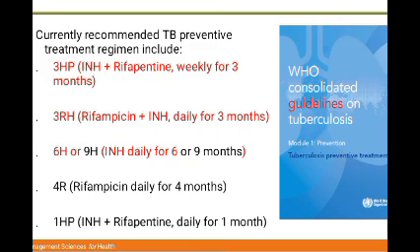6H or 9H, that means isoniazid or INH daily for 6 or 9 months. 4R means rifampicin daily for 4 months. 1HP, or isoniazid or INH plus rifampicin daily for 1 month.